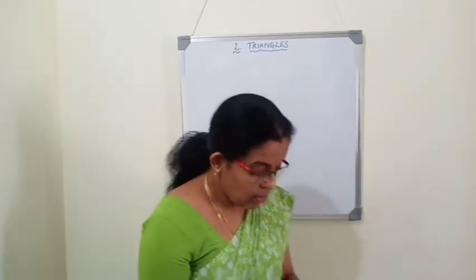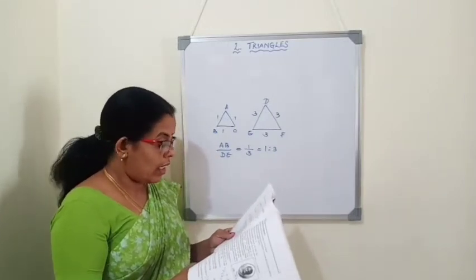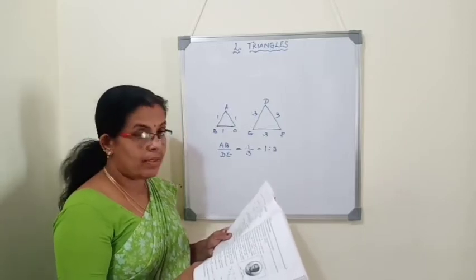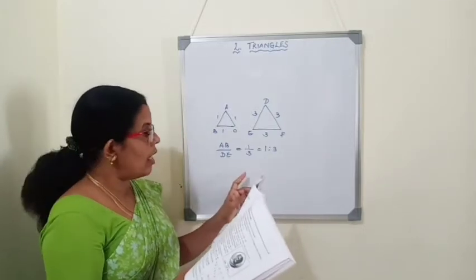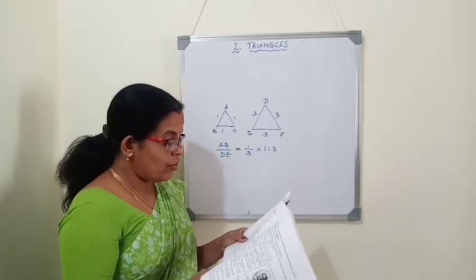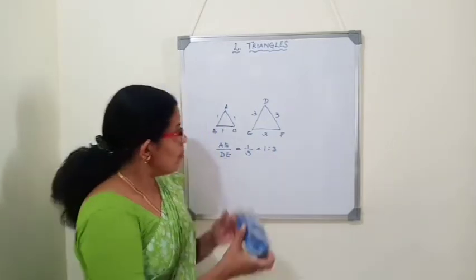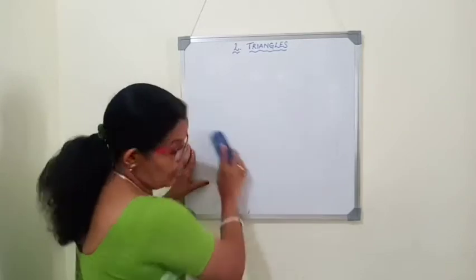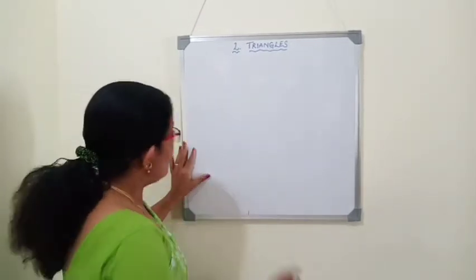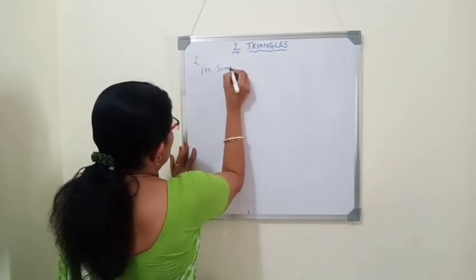Next question. Two polygons of the same number of sides are similar if their corresponding angles are equal and their corresponding sides are proportional. Proportional means they are in the same ratio. Now the second question. Give two different examples of pairs of similar figures. So first one, similar figures.